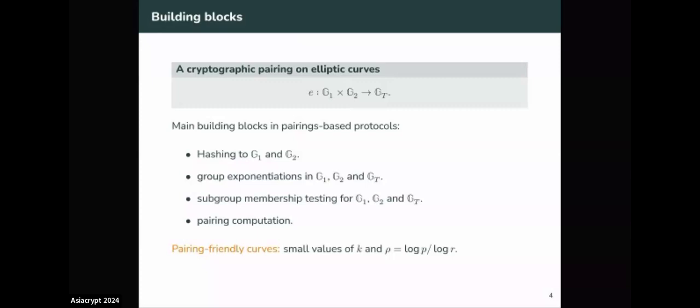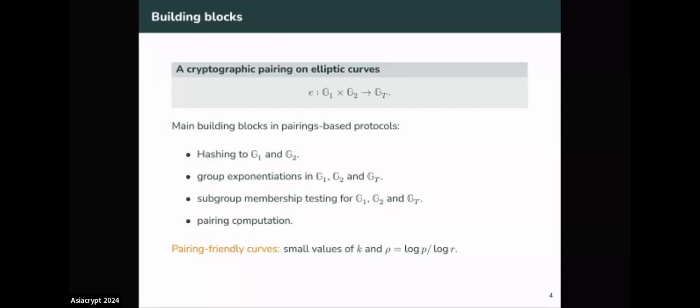Pairing is a very useful tool to design cryptographic protocols, and in these protocols, it usually needs to perform four operations. The first one is hashing to G1 and G2. The second one is the group exponentiations in the three pairing groups. The third one is subgroup membership testing. This is mainly used to resist small subgroup attacks. The next one is the pairing computation itself.